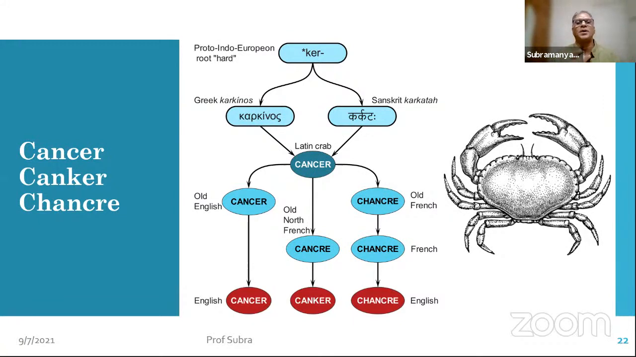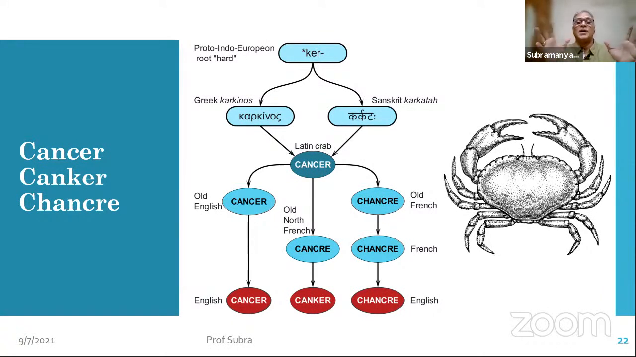Basically, it is derived from a Proto-Indo-European root which means hard, and from that the Greek word karkinos, which means crab, or the Sanskrit word karkata. Those who are familiar with the Indian zodiac signs know karkata rashi, which means cancer. So karkata is again probably derived from the same Proto-Indo-European root. In fact, when Hippocrates called the lesion cancer, he was basing it on the Greek word karkinos, probably because it has so many spreading legs. So he felt it spreads in various directions.